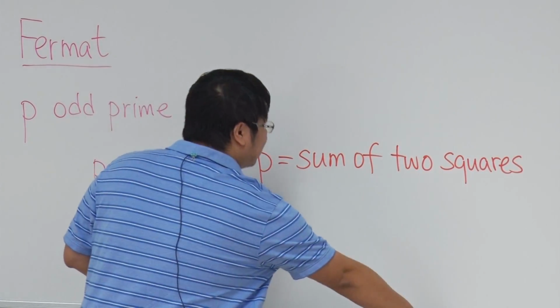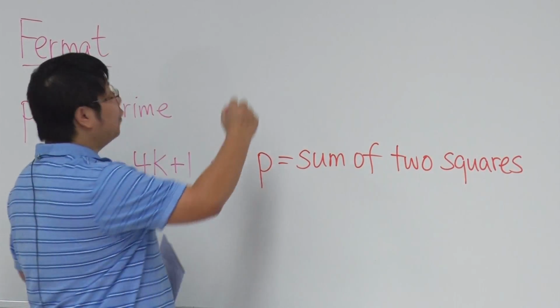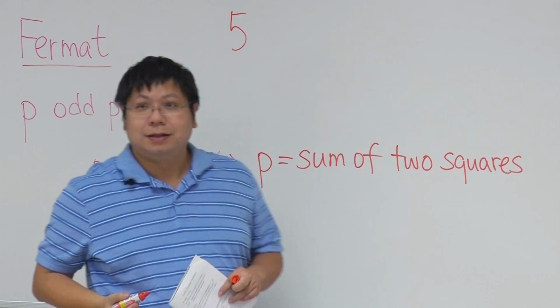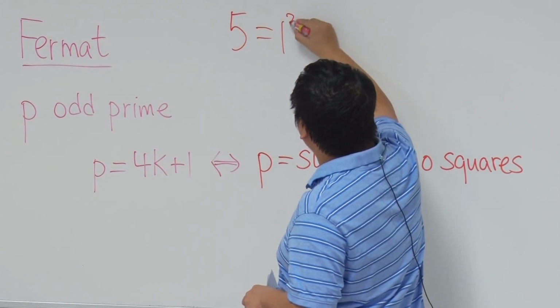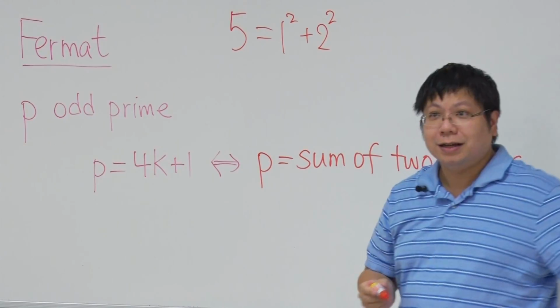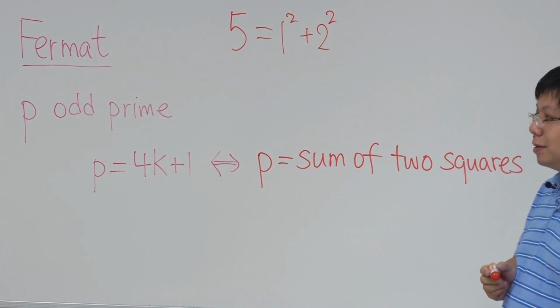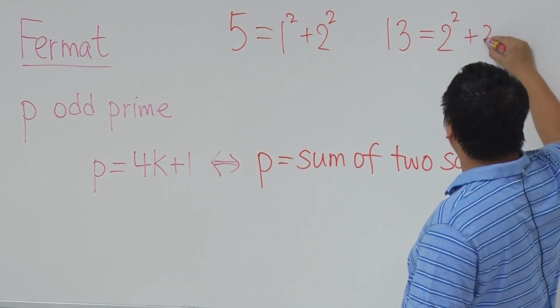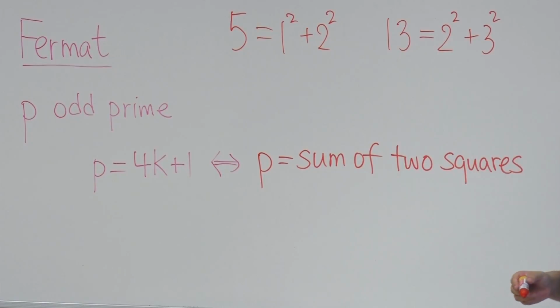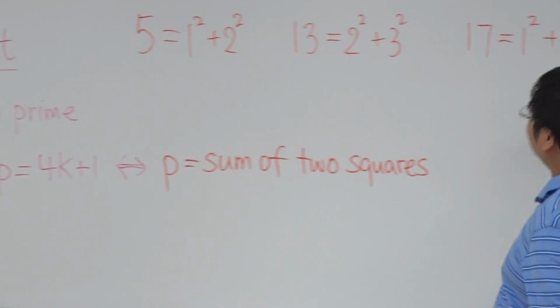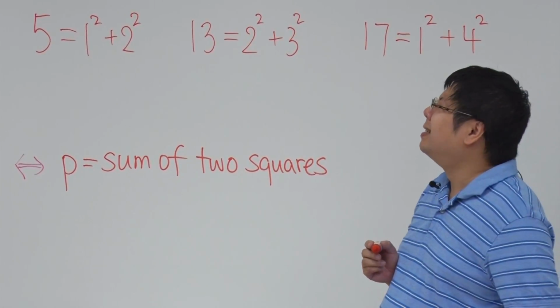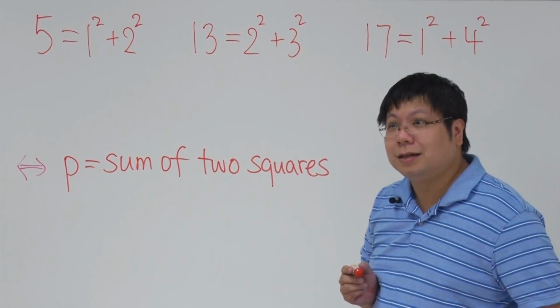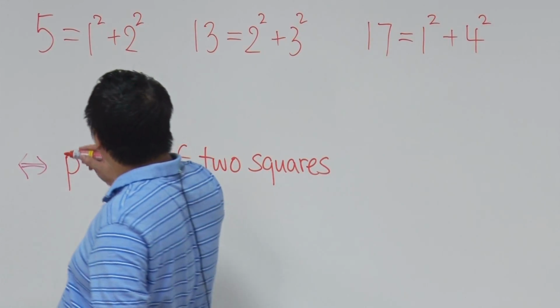So let's try. What are the 4k plus 1 primes? 5 is a 4k plus 1 prime, so 5 can be written as 1 squared plus 2 squared. What else? 13. 13 is equal to 2 squared plus 3 squared. And the next one, 17, is equal to 1 squared plus 4 squared. What else?